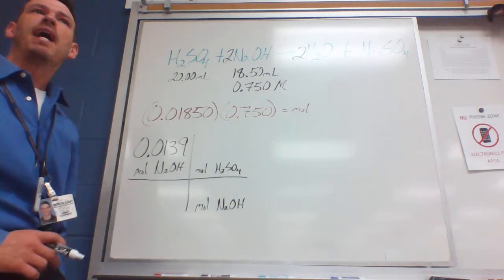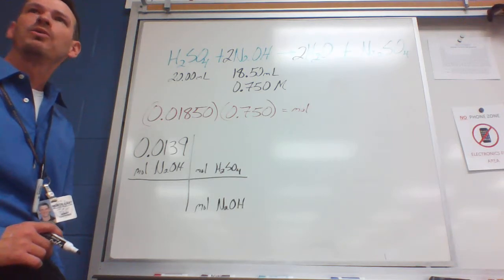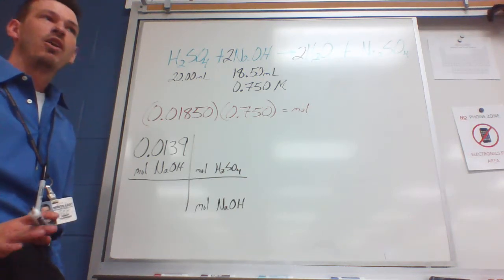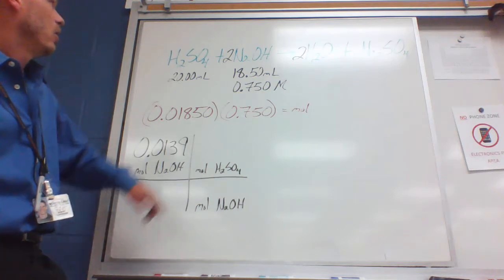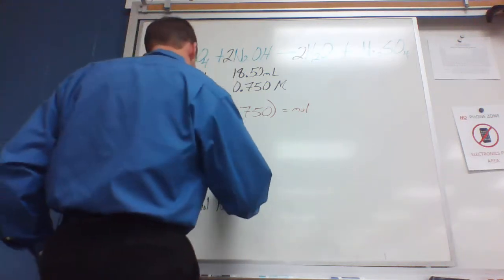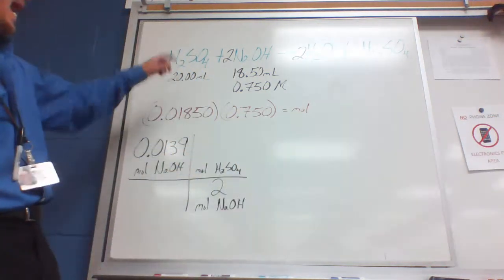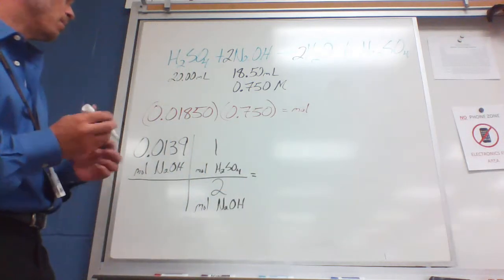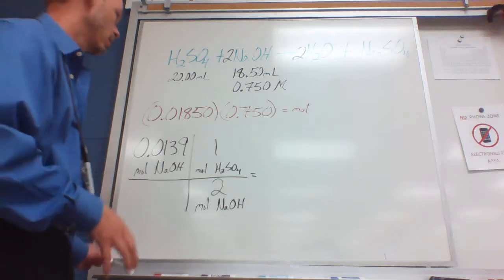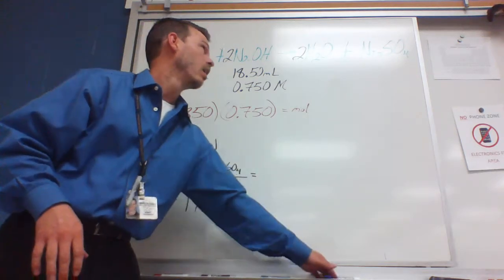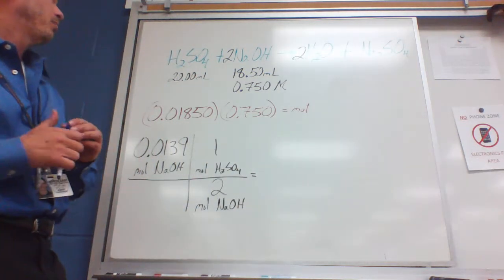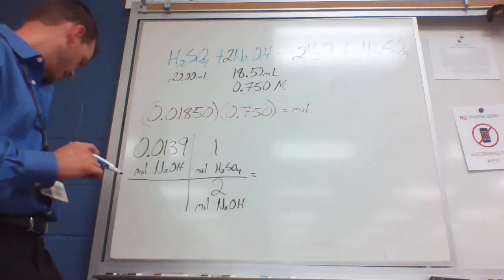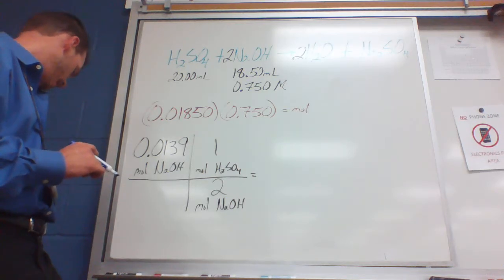And where will the values come from if it's moles over moles? The coefficients. So my sodium hydroxide is 2. My acid there is 1. And then this can give me my mole count of the acid. So basically just dividing by 2.